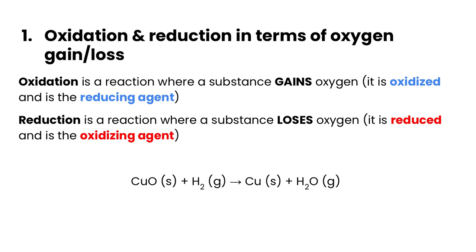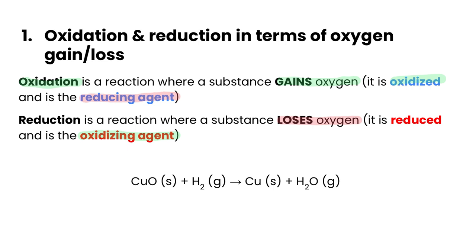So if we look at oxygen being gained or lost in a reaction, oxidation is a reaction where a substance gains oxygen. So we would say it's oxidized, and this is where it gets a little confusing because it is then called the reducing agent. And that's because it is reducing the other thing when it becomes oxidized. So the terminology is a little funky, but we're just going to go with it. Reduction is a reaction where a substance loses oxygen, and so it becomes reduced, and it is called the oxidizing agent because it is oxidizing the other thing.